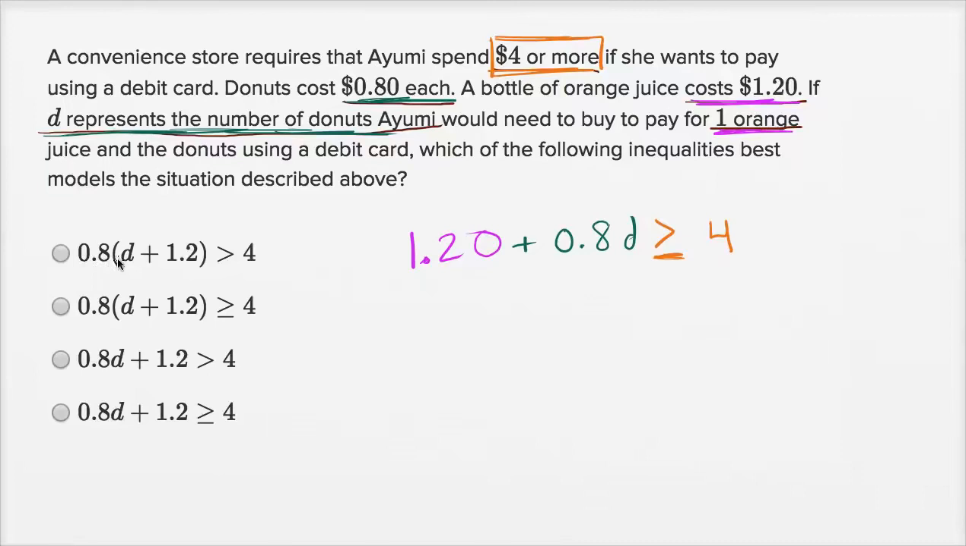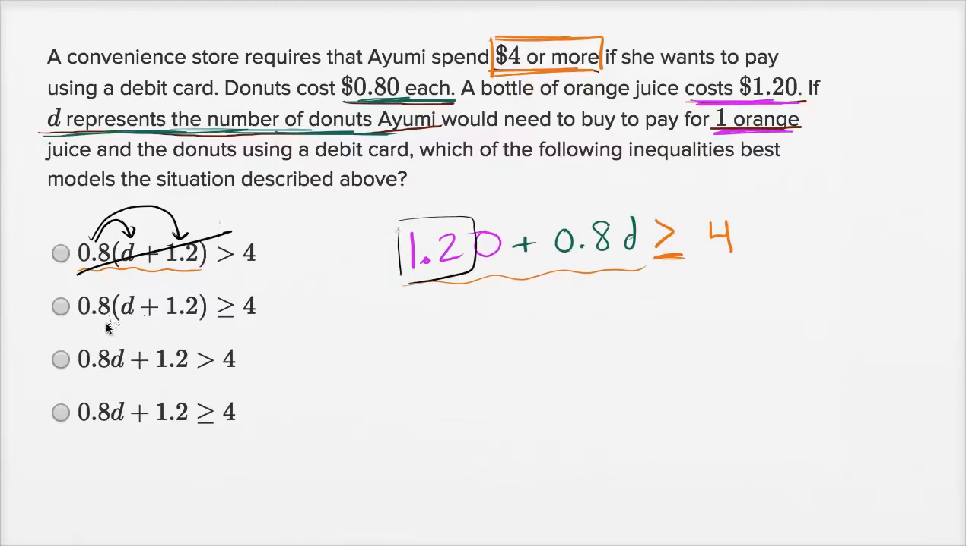Let's see, you have 0.8D plus 1.2 is greater than 4. Before you even see if this expression is equivalent to this expression, you could see this is greater than 4. We want to be greater than or equal to 4. So just like that, you could rule this one out. And actually, if you distribute the 0.8D, you will see that you get something different. You get 0.8D, and then 0.8 times 1.2 is not $1.2 right over here. So we can rule that one out.